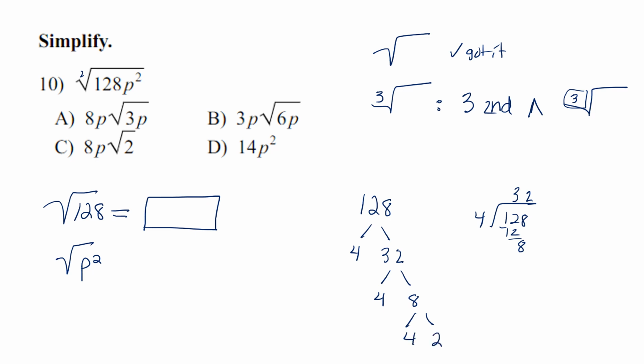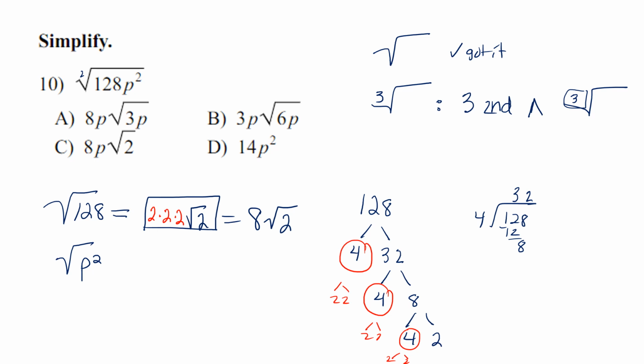So each of these 4s, I can take the square root of them because those all break down to be prime factors as 2 times 2. So the square root of 128 is 2 times 2 times 2, those are the red ones, times the square root of 2, or 8 square root 2. So you can type that in your calculator and check it.